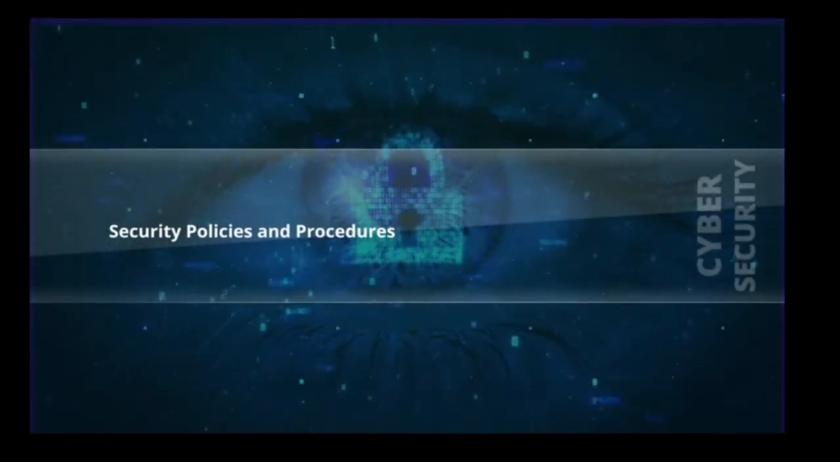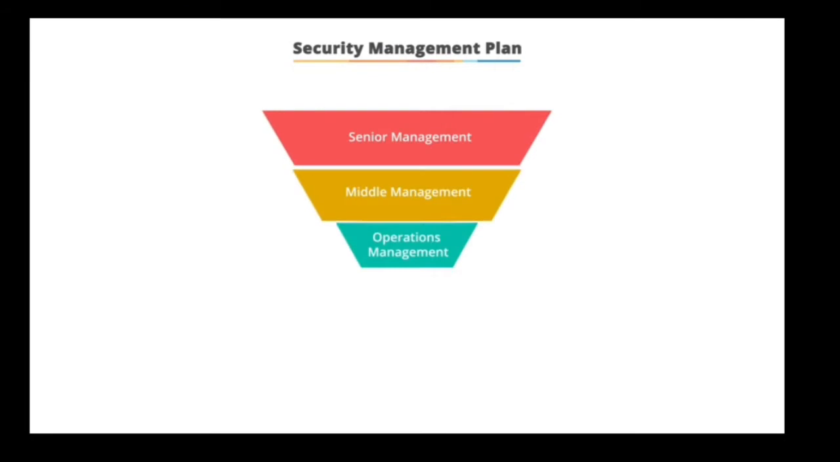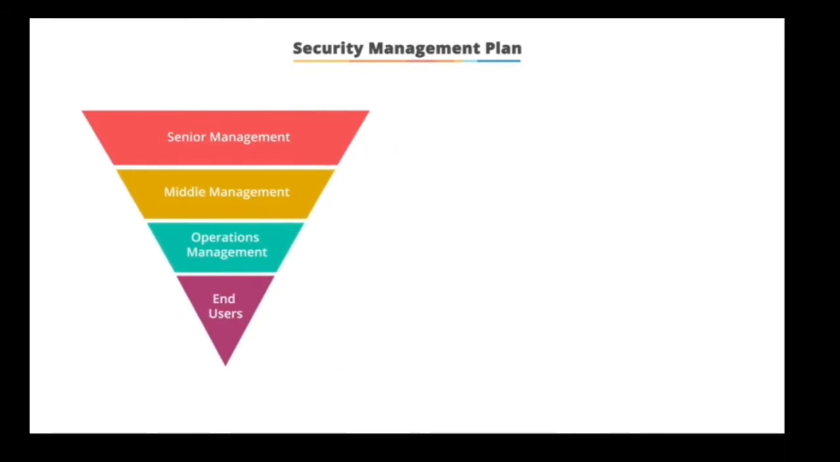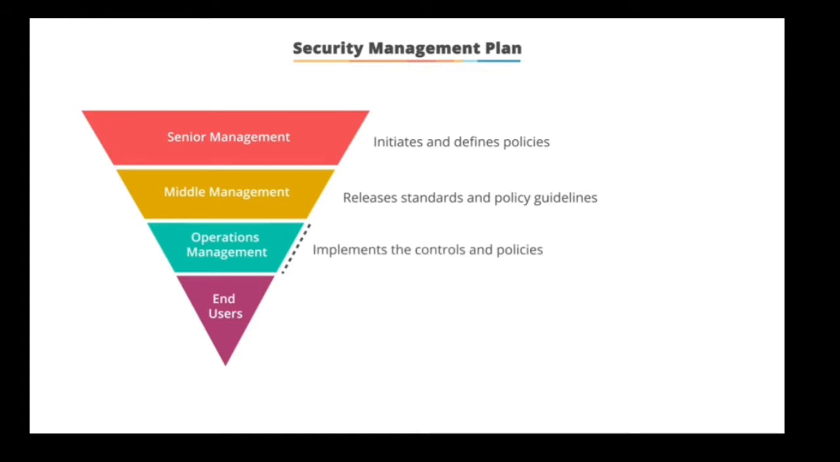Security policies and procedures. The Security Management Plan, or SMP, should use a top-down approach. Senior management is responsible for initiating and defining policies from the top down. Middle management is responsible for releasing these standards, baselines, and guidelines in relation to the policy that was established by senior management. The operations management and IT teams then implement the controls that were defined above. Finally, the end users must comply with all the functions of the organization. Everything should have the approval from senior management before we start to engage.